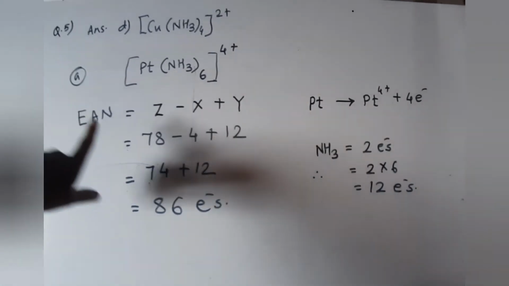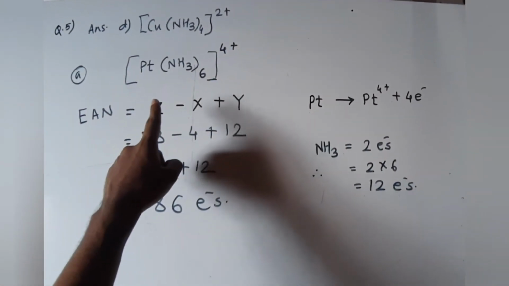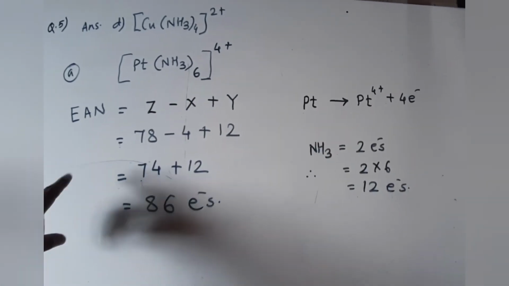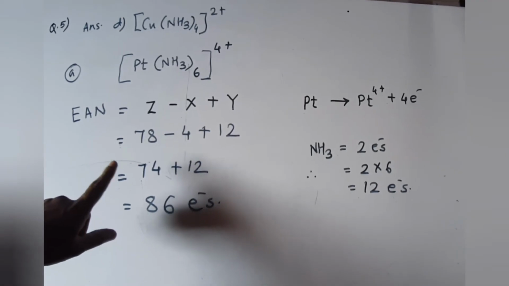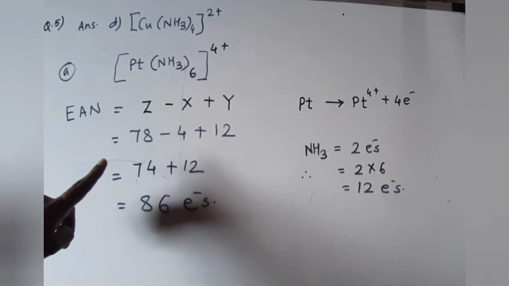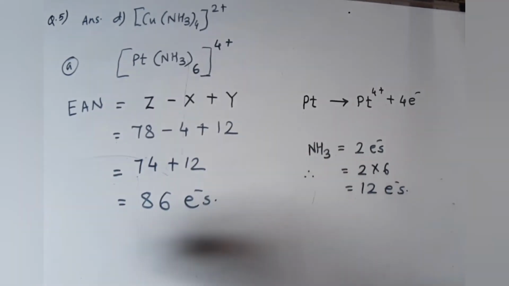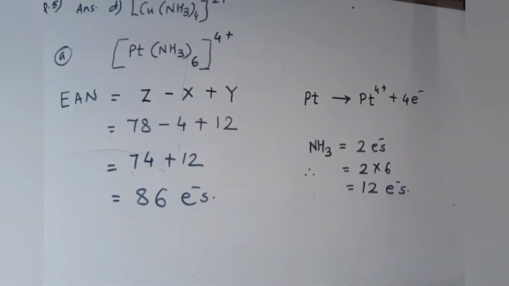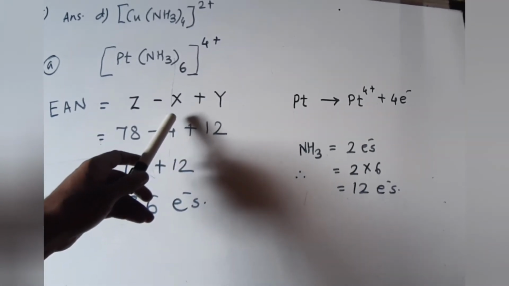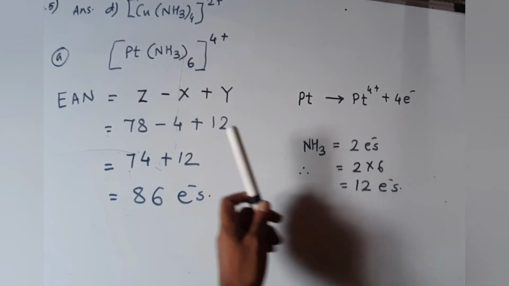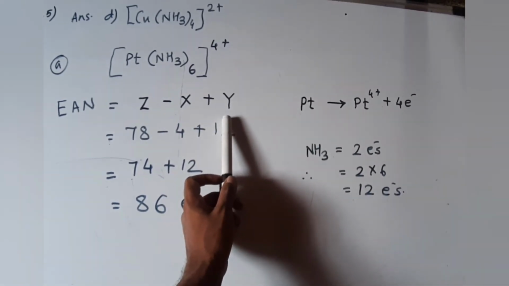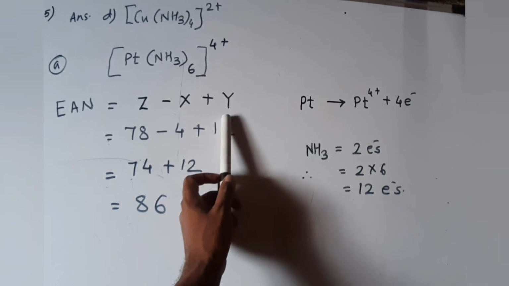See, first option is Pt(NH3)6 4+. So atomic number of platinum is given as 78. So we'll calculate EAN, effective atomic number, by the formula Z minus X plus Y. So here Z is atomic number, X is the number of electrons lost during formation of metal ion from metal atom, Y is the number of electrons donated by ligands.